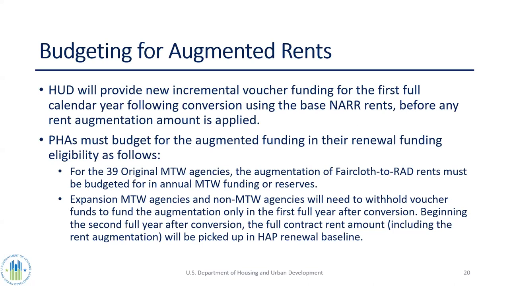So in other words, for legacy MTW agencies, the new and renewed funding amount every year after a Faircloth-to-RAD project comes online will only be increased by the amount of the new HAP subsidy from the NAR base rents. For non-MTW agencies and expansion agencies, funding is renewed based on expenditures. So the HAP reserves in year one after conversion get picked up in renewal funding in addition to the base NAR rents. Next slide.